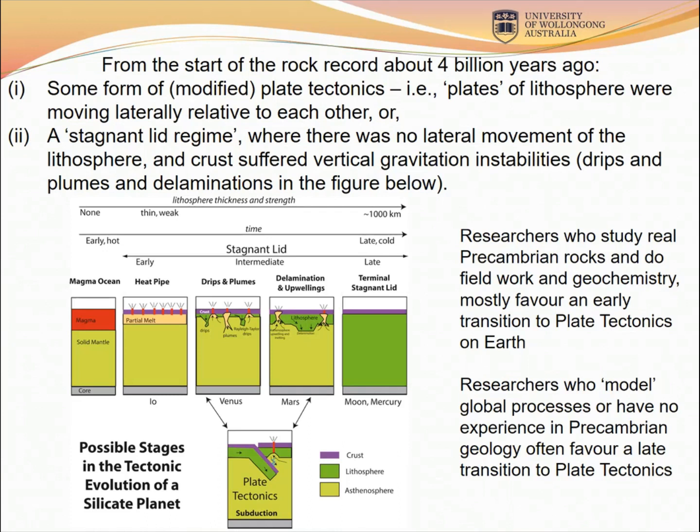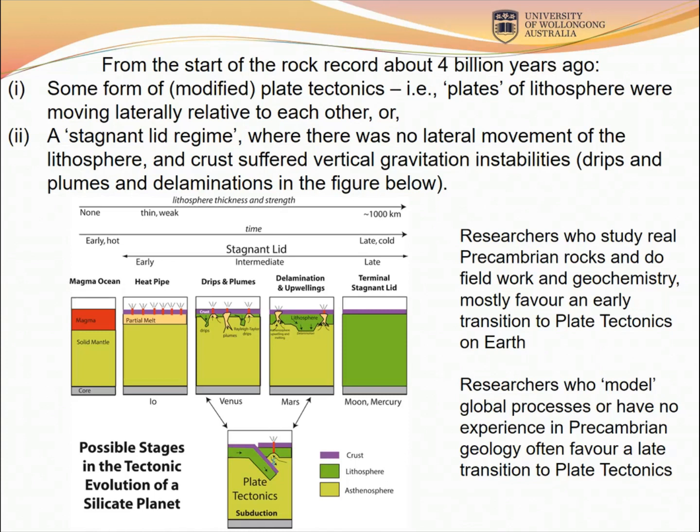And when you come to these divergent views, it's very interesting because researchers who actually still study real Precambrian rocks and do fieldwork and geochemistry mostly favor that an early transition to plate tectonics on Earth took place. In other words, there is already some form of plate tectonics in the Eoarchean. On the other hand, researchers who model global processes, for example, by supercomputing simulations of the interior of the Earth, where they have no experience in Precambrian geology, they often favor a late transition to plate tectonics.